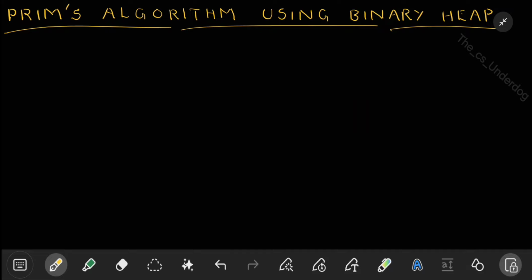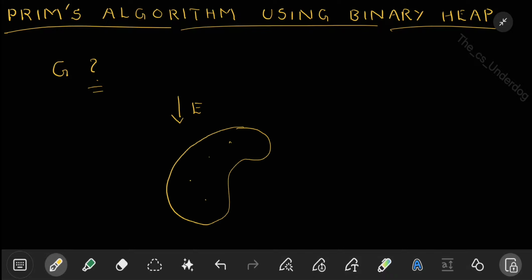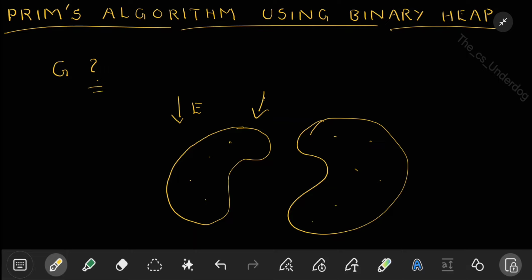First question is, this is a greedy algorithm. So what is the greedy strategy here? In Prim's algorithm, you always select the lowest weighted edge which is connecting any vertex which is already part of the minimum spanning tree to another vertex which is not yet a part of minimum spanning tree. So how did you decide on the vertices which are already part of minimum spanning tree? You initially started from any arbitrary vertex, and then you kept adding one vertex at a time to this list of minimum spanning tree.